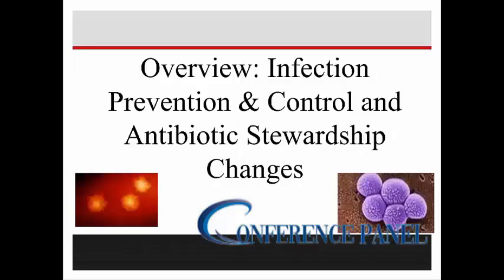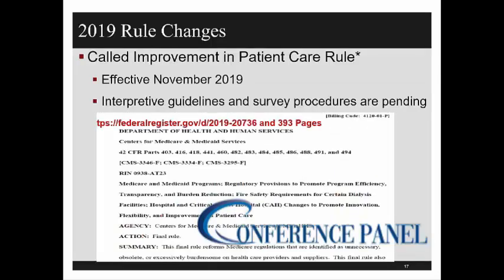On what the actual changes were, it started back in 2019. It's called the Improvement in Patient Care Rule. Short term is Hospital Improvement Rule. It went into effect in November. Interpretive guidelines and survey procedures are still pending. Now, again, the manual came out in 2020, but what happened is these changes came around, they were approved, but didn't get into the manual in time.